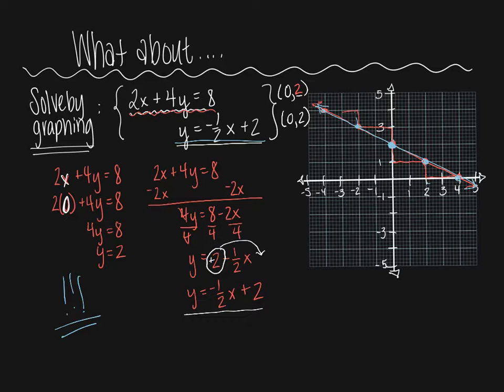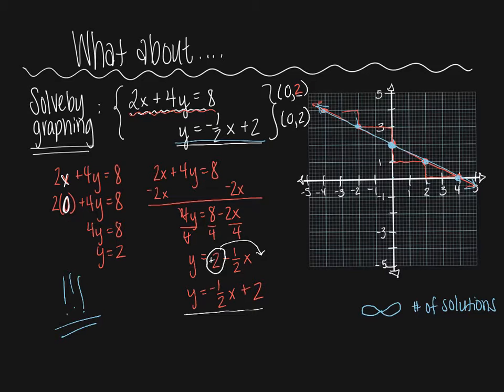In this case, every solution that they have is the same. There's an infinite number of ordered pairs. Every x and y intersect. Every point's going to be an intersection. So there is an infinite number of solutions.